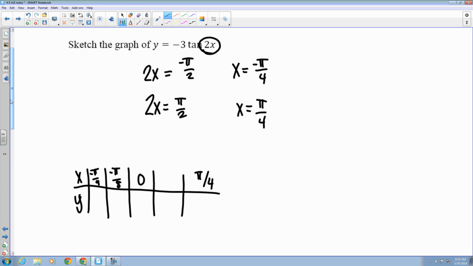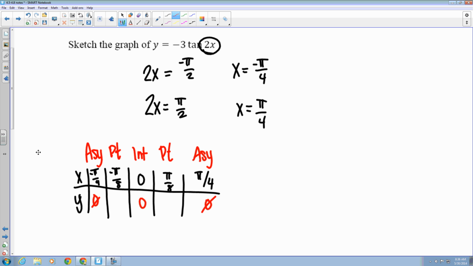And you can average them out to figure out those middle values, or you might be getting good at it, where you can figure out what they are. First and last are always asymptotes. Middle one's always 0. And the other two are just 2 points.